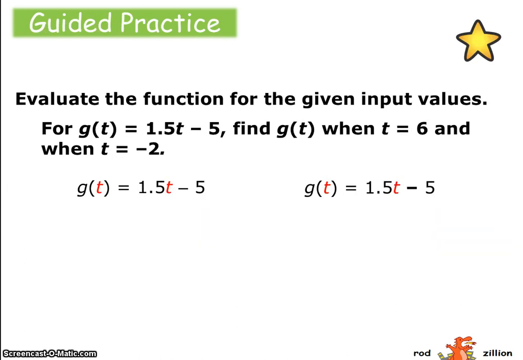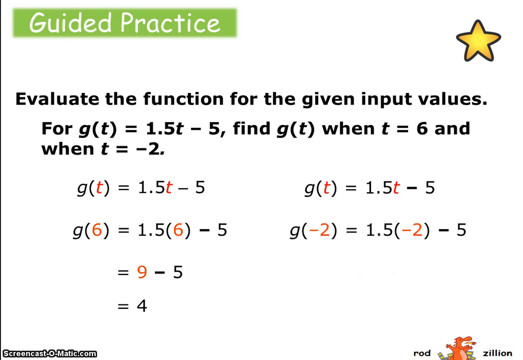You guys try. We're going to evaluate the function for the given input values. You're going to look for when t is 6 and when t is negative 2. Pause the video now. Okay, welcome back. So when t is 6, we substitute: g of 6 equals 1.5 times 6 minus 5. So g of 6 equals 4. When t is negative 2, we find that g of negative 2 equals negative 8.